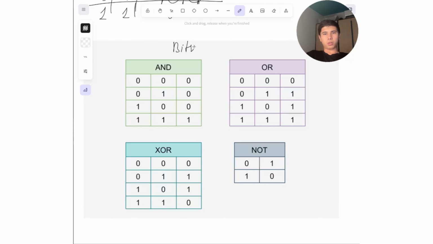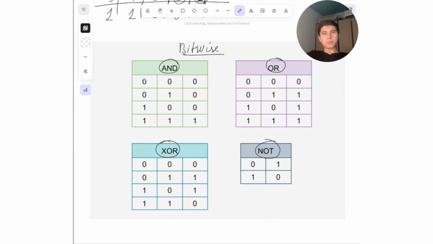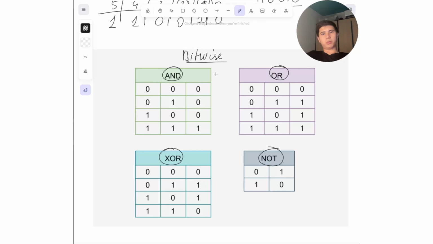These operators are usually called bitwise. These stand for AND, OR, XOR and NOT. So let's start with the AND operator. Almost all of these operators compare 2 bits. For example, this is the first bit, the second bit, and this is the output. It compares 2 bits and usually returns true or false. True means 1, 0 means false.